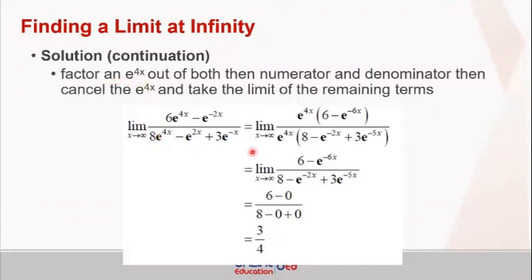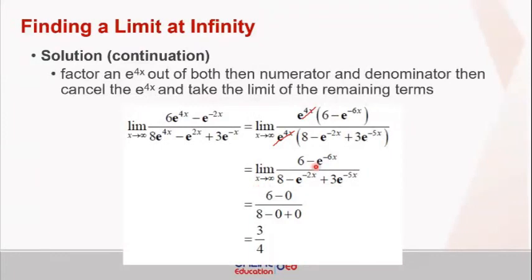So ito na siya. So if we are going to factor this problem, pwede naman natin i-cancel na yung value ng e natin. Therefore, we have the limit where we have 6 minus e raised to negative 6x over the 8 minus the e raised to negative 2x plus 3e raised to negative 5x, where x is approaching infinity.